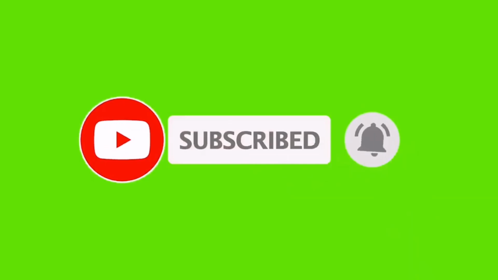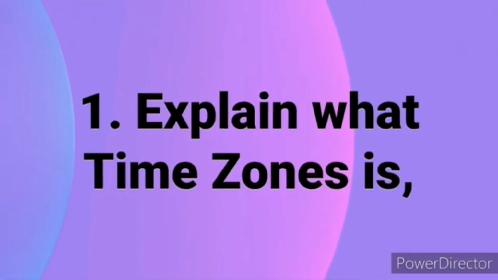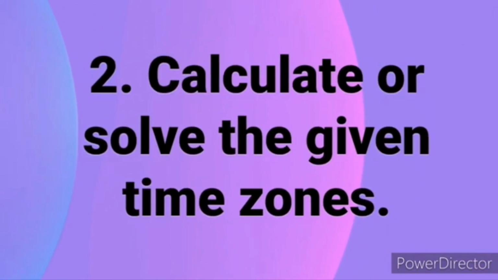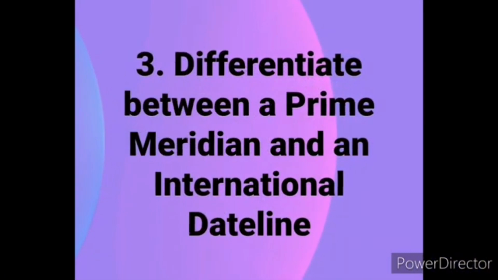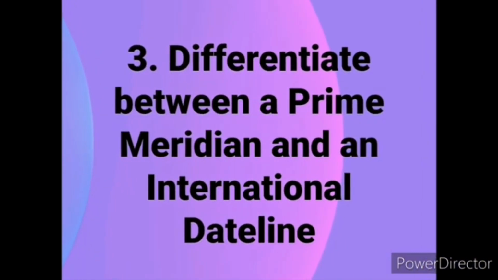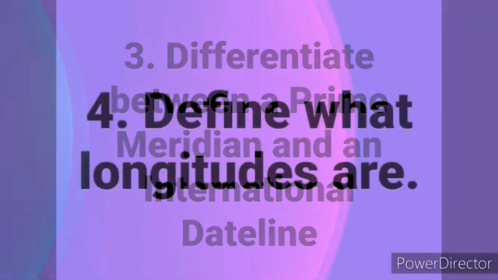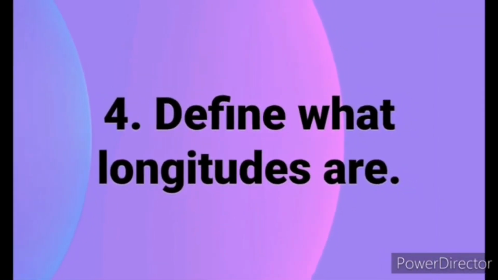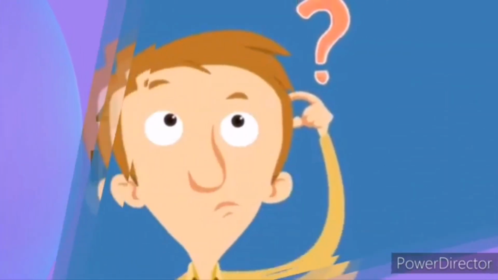At the end of this lesson, you will be able to, number 1, explain what time zones are. Number 2, calculate or solve the given time zones. Number 3, differentiate between a prime meridian and an international dateline. And finally, number 4, you will be able to define what longitudes are.